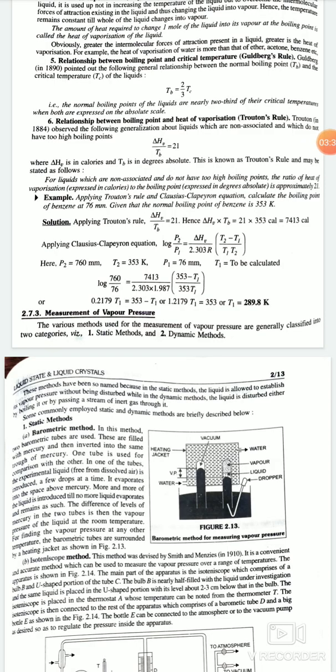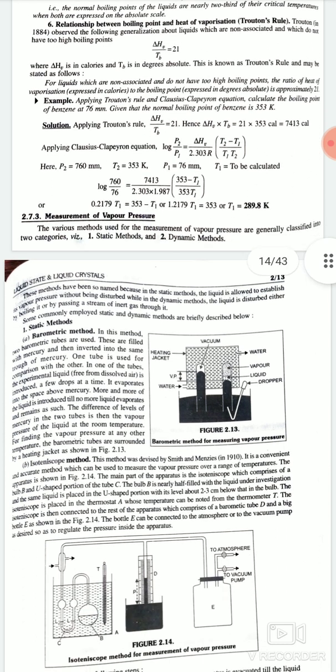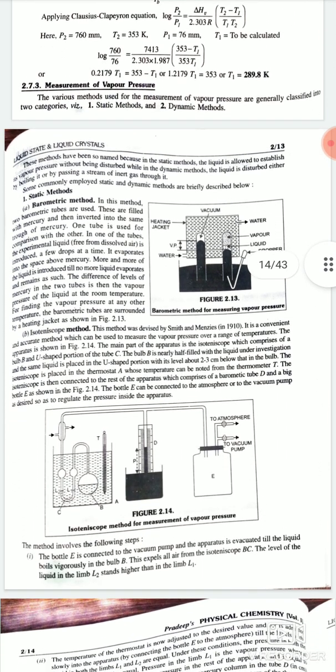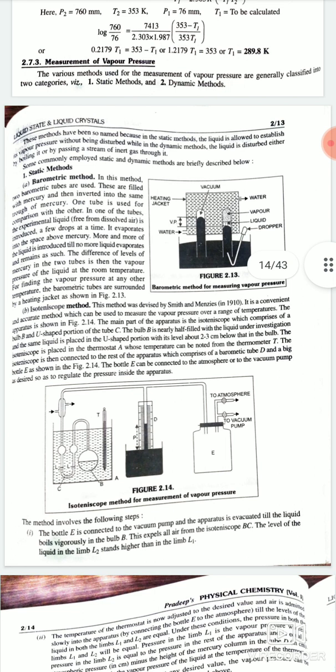Now the next topic is measurement of vapor pressure. The various methods used for the measurement of vapor pressure are generally classified into two categories: first is the static method and second is the dynamic method. These methods have been so named because in the static method the liquid is allowed to establish its vapor pressure without being disturbed, while in the dynamic method the liquid is disturbed either by boiling it or by passing a stream of inert gas through it.